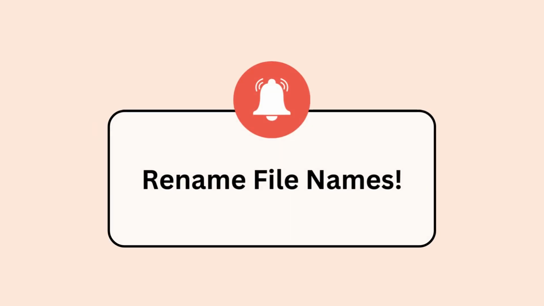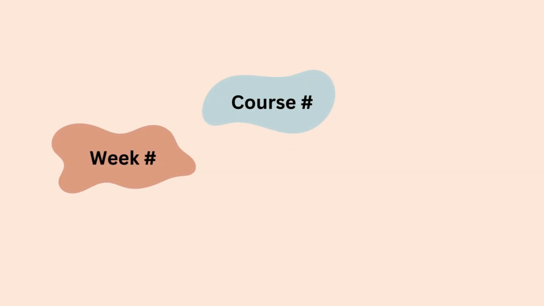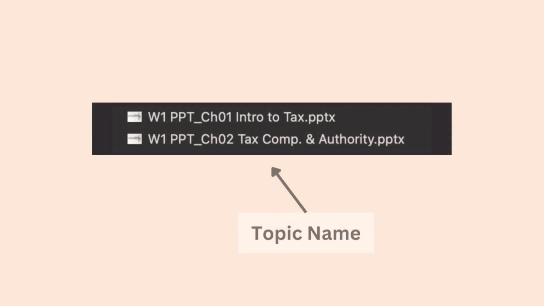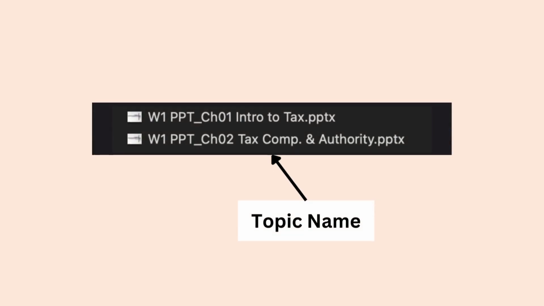Thus, I would recommend renaming these class materials by adding elements such as week number, course number, and the topic name or abbreviated topic name. After I add these elements, now I can tell that Chapter 1 is Intro to Tax, and Chapter 2 is about tax compliance and tax authority. This will absolutely save you some time.